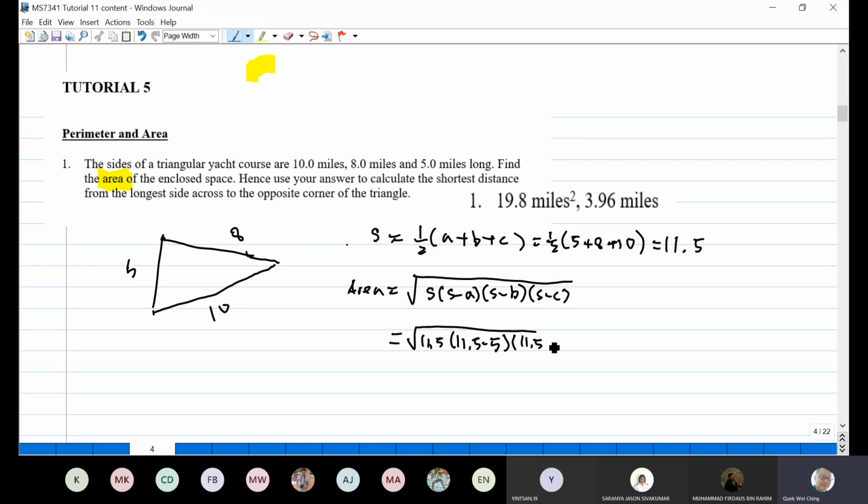Then 11.5 minus 8. Then 11.5 minus 10. So here, square root of 11.5 times 6.5 times 11.5 minus 8, 11.5 minus 8 is actually 3.5. Okay, 11.5 minus 10 is 1.5.